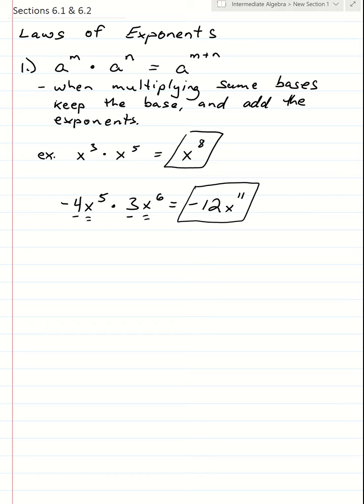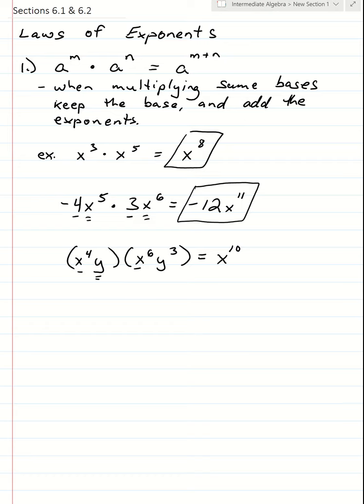Let's just do one more. Let's say we had x to the fourth y being multiplied with, let's say, x to the sixth y to the third. Now once again, we want to multiply the same bases. So I have an x here being multiplied with an x here. And so we're going to keep that base x, and we have to add those powers. And 4 plus 6 would give us x to the 10th.